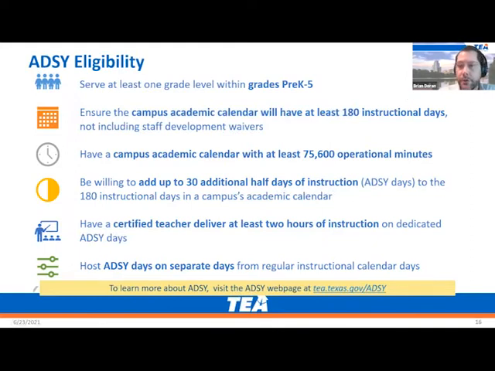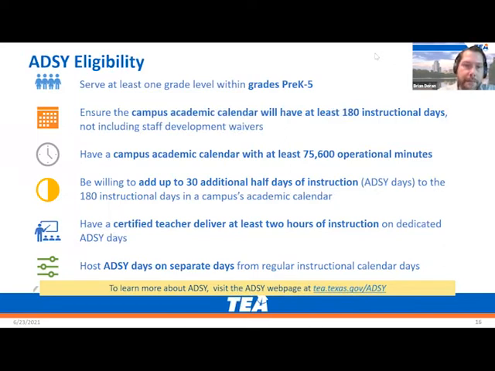For ADSY statute, in order to be eligible for funding for ADSY, you must have a certified teacher delivering at least 2 hours of instruction on those dedicated ADSY days. Anything after those 2 hours could be whatever you need. So if you want to focus on enrichment on those days, if you want to focus on something else, that works as long as you have that minimum 2 hours of instruction.